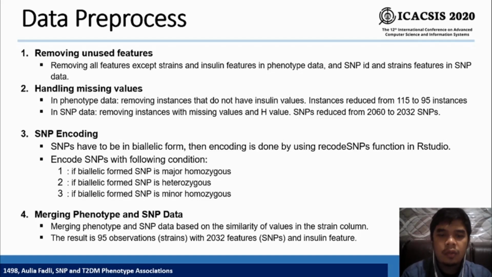We transform into 1 if the allelic form of the SNP is major homozygous, 2 if heterozygous, and 3 if minor homozygous. The last step is merging phenotype and SNP data based on similarity in the strain value. Merging results in data with 95 observations, which are strains, with 2032 features or SNPs as predictor variables and insulin features as the response variable for the model.